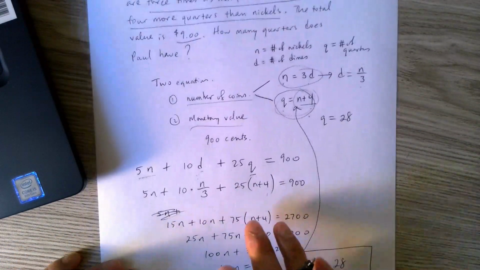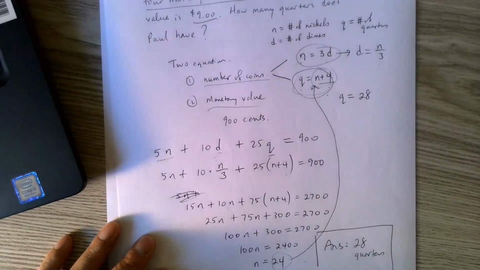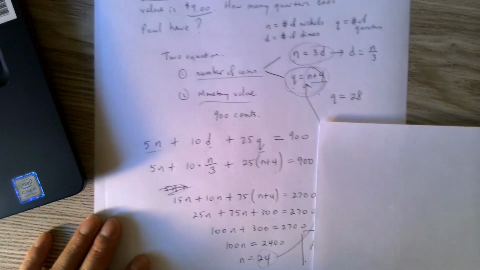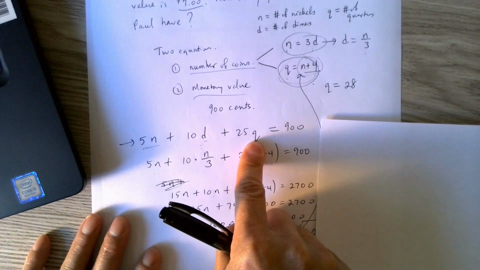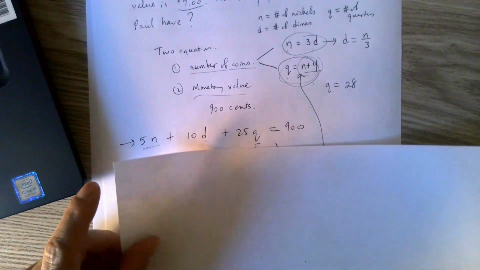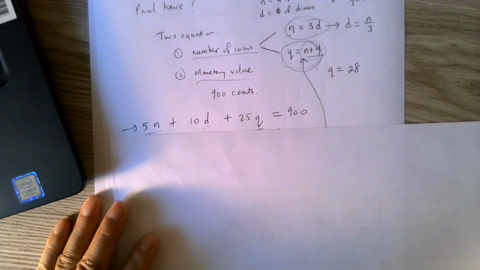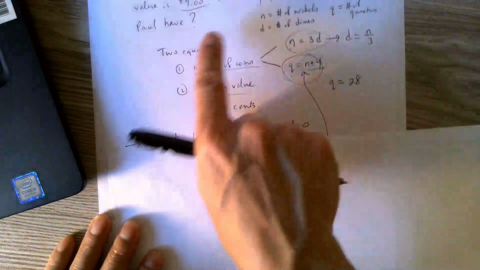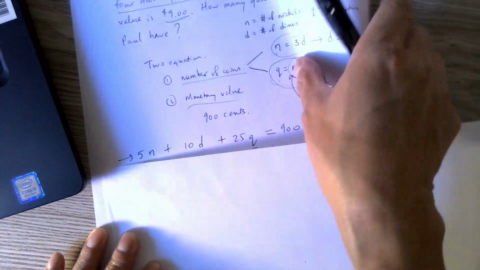I mentioned that I could solve it a different way, so I'm going to do that right now. So going back to this equation where I have n, d, and q, instead of changing everything in terms of n, I could make everything q. After all, that's what they want to know. They want to know what q is, right? So why not change everything into q?